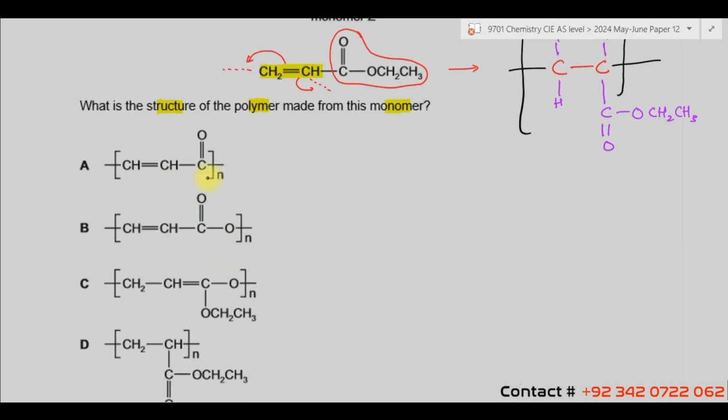Let's see, in part A they have continued this part in the long chain, which is incorrect. In part B we have C double bond O, part of long chain, wrong. Again in this one they have made 3 carbon atom long chain and alkene is still there, incorrect. So 2 carbon atoms are present in long chain and this is the side chain. This is correct. So answer is D.